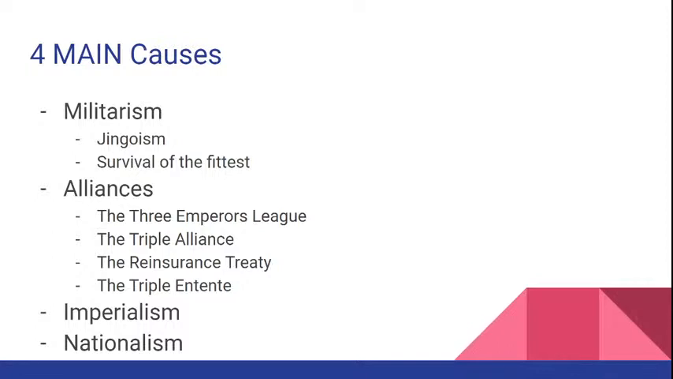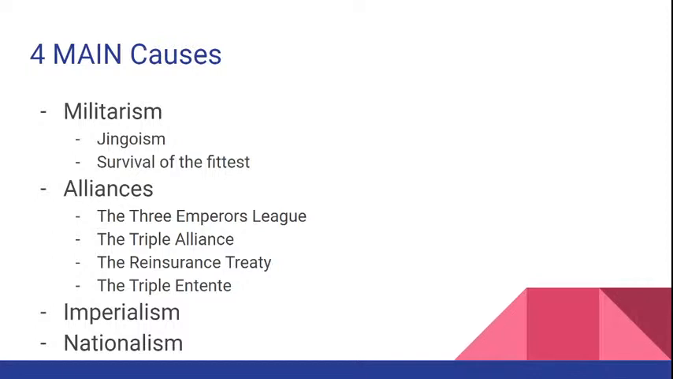Then we had the Triple Alliance, which was the alliance between Germany, Austria-Hungary, and Italy. Then we had the Reinsurance Treaty, which was just another way for Germany to make sure that neighboring nations such as Russia would remain neutral. And then we had the Triple Entente, which was an alliance between Russia, Great Britain, and France. Although they may have had their differences, especially between Great Britain and Russia, they were able to set aside their differences to come together in this agreement.